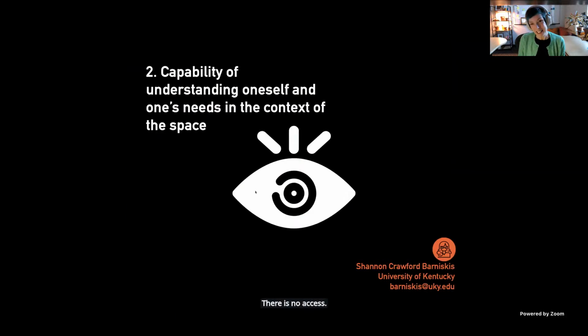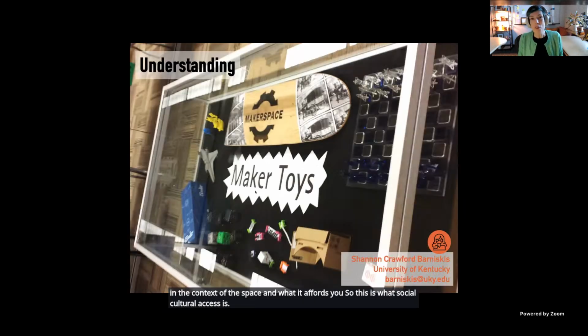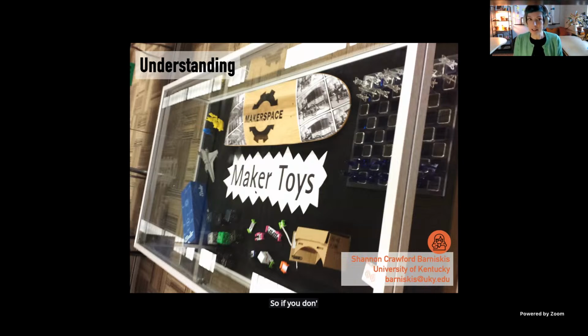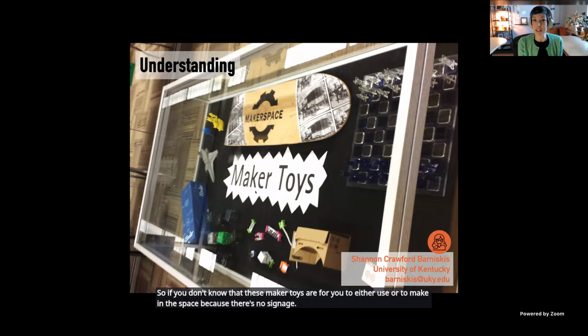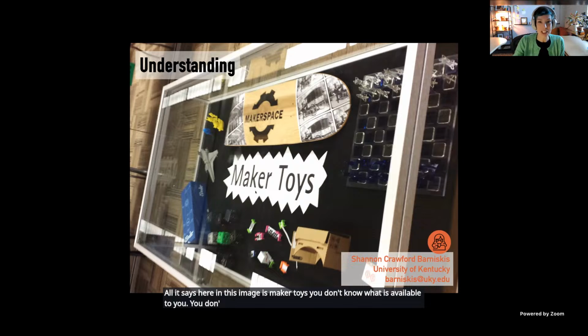But the more challenging access area to work with and to develop and ensure is this capability of understanding yourself and your needs in the context of the space and what it affords you. So this is what social cultural access is. If you don't know that these maker toys are for you to either use or to make in the space because there's no signage, all it says here in this image is maker toys, you don't know what is available to you. You don't know what can be accomplished in this space.